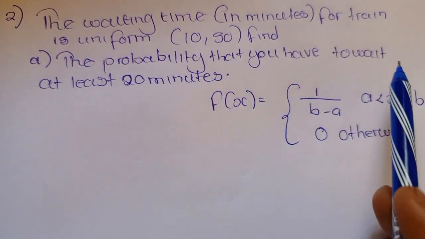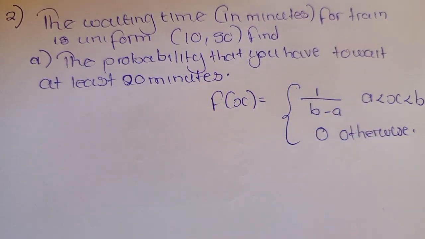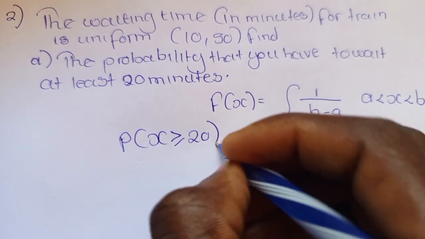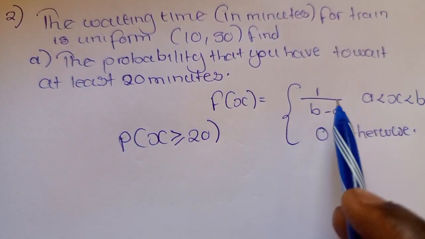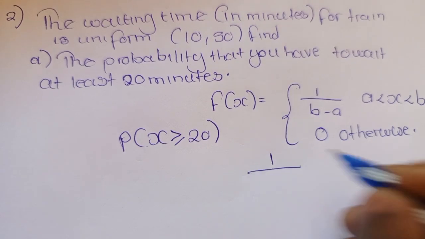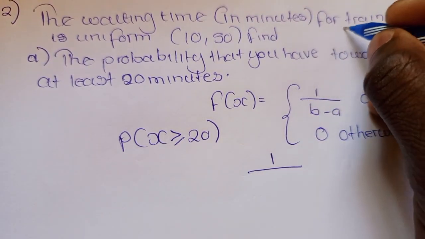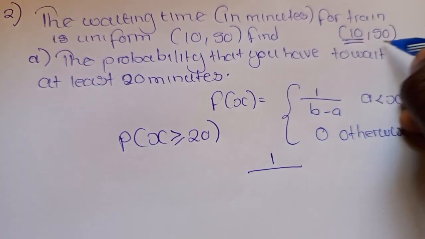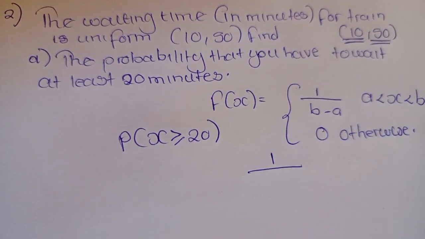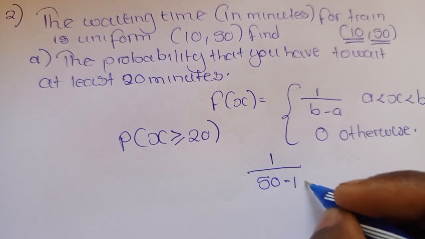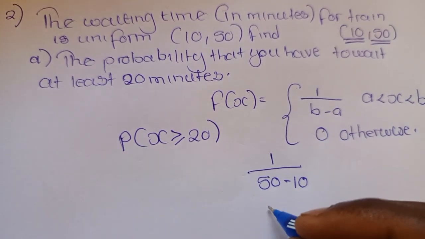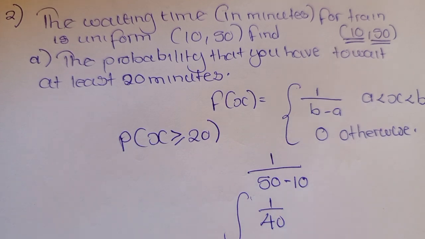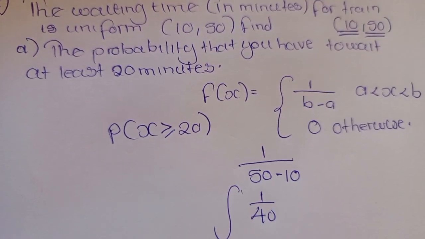So let us calculate the probability that you have to wait at least 20 minutes. So at least is simply greater or equal to 20. So how do you make up the formula? You will say 1 over, so you are given 10, 50, where 10 is your a and 50 is your b. So you will say 50 minus 10, which is 40. So this is how you create the formula in uniform distribution.